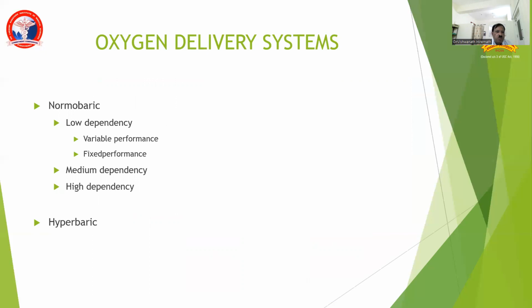Oxygen delivery systems involve low dependency, medium dependency, and high dependency delivery systems. Low, the variable performance, fixed performance. Let us understand these systems in detail in the subsequent discussion.